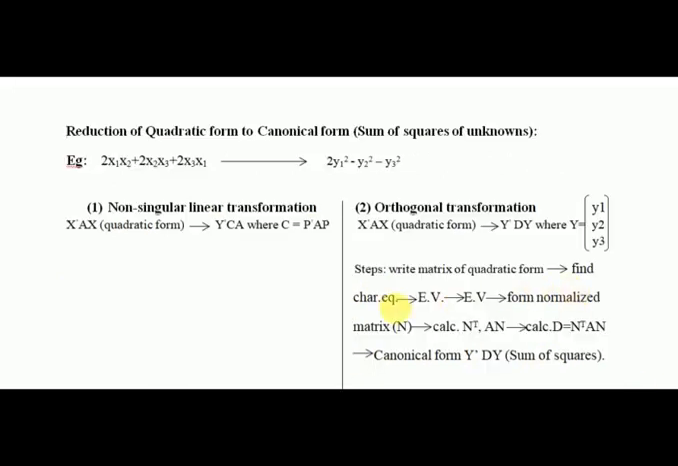After that, we need to find the characteristic equation, then eigenvalues, eigenvectors, and we need to form a normalized matrix N. After that, we need to calculate N transpose into A into N. Lastly, the diagonalized matrix D is N transpose A N. So until this, we followed the steps which we used in the diagonalization of a matrix using orthogonal transformation. After that, we need to write the direct canonical form as y prime Dy. We put this diagonalized form here, with y as y1, y2, y3, a column matrix, and y prime as a row matrix. So we'll get the canonical form like this. This is the example.